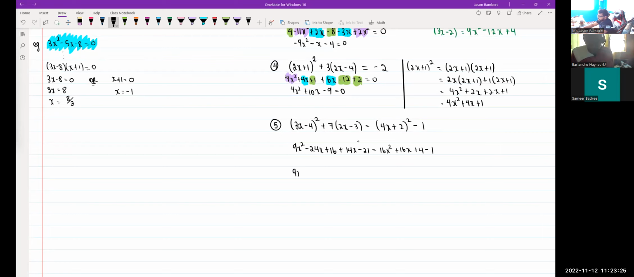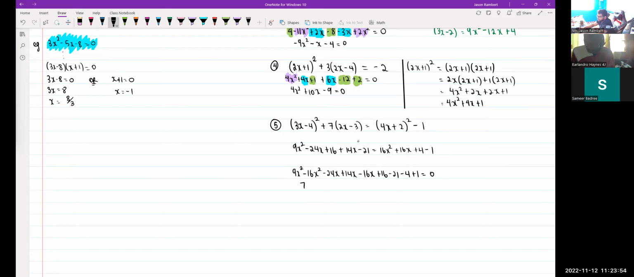So 9x squared, I'll move the 16x squared, I get minus 16x squared, minus 24x plus 14x, move the 16, I get minus 16x. On the left, I had plus 16 minus 21. On the right, I have plus 4 minus 1. Move the plus 4, becomes minus 4. Move the minus 1, it becomes plus 1, is equal to 0.